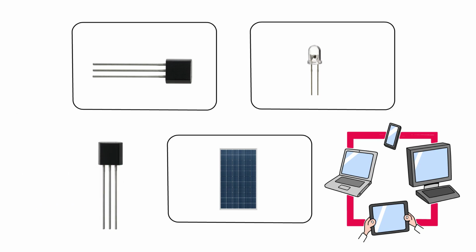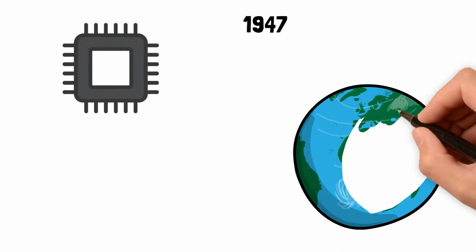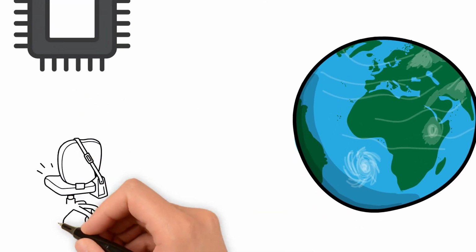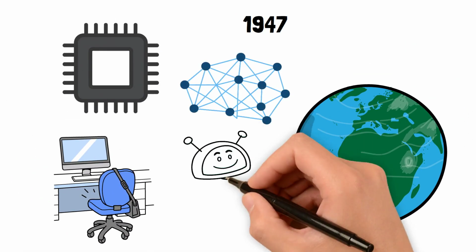From the first transistor in 1947 to the billions of nanotransistors inside today's microchips, semiconductor physics has transformed the world, giving rise to computers, communication networks, and artificial intelligence.